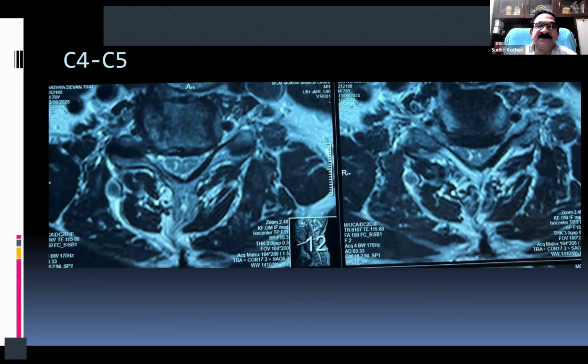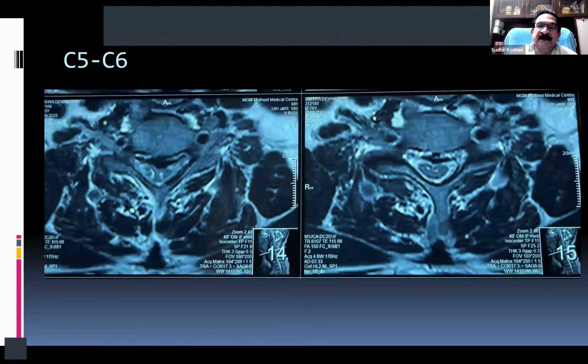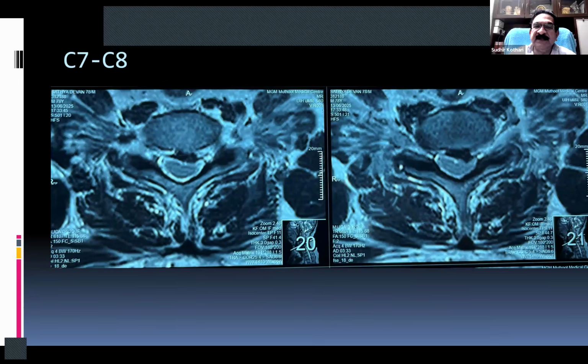Now you can see C4, C5. So you get a hyperintensity in the anterior horn cell. It's something like a snake appearance anteriorly, bilaterally present, more on the right side. Again, you can find the classical snake eye appearance. So there is ischemic anterior horn cell loss, and the ischemia is most likely secondary to the osteophytic compression of the cord. See the compression of the cord there anteriorly.